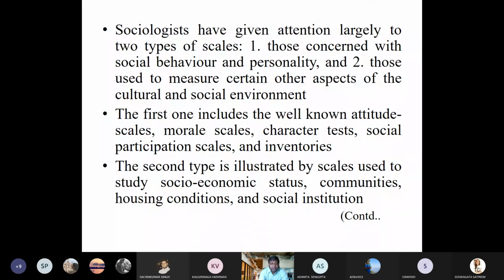So okay, the first one includes the well-known attitude. We can make attitude scale, moral scale, character test, social participation scale, and inventory scale. Suppose when we have a project at the village level and we want to measure the people's participation levels. There we make scales and ask the people, to measure their participation levels. We have to look at to what extent the people are participating.